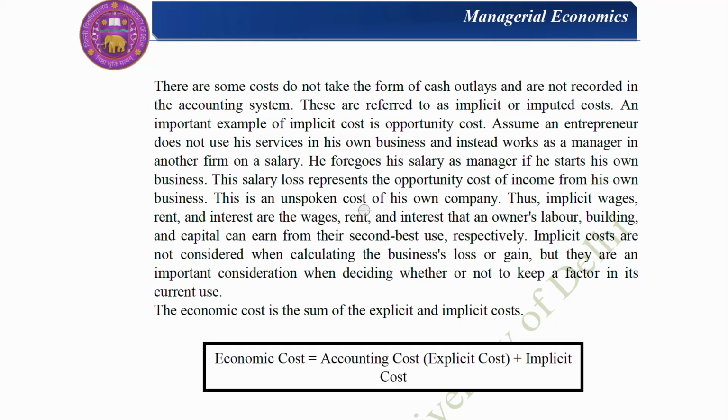Thus, implicit costs are wages, rent, and interest that an owner's labor, building, and capital can earn from their second best use, respectively. Implicit costs are not considered when calculating the business's loss or gain, but they are an important consideration when deciding whether or not to keep a factor in its current use. The economic cost is the sum of the explicit and implicit costs.